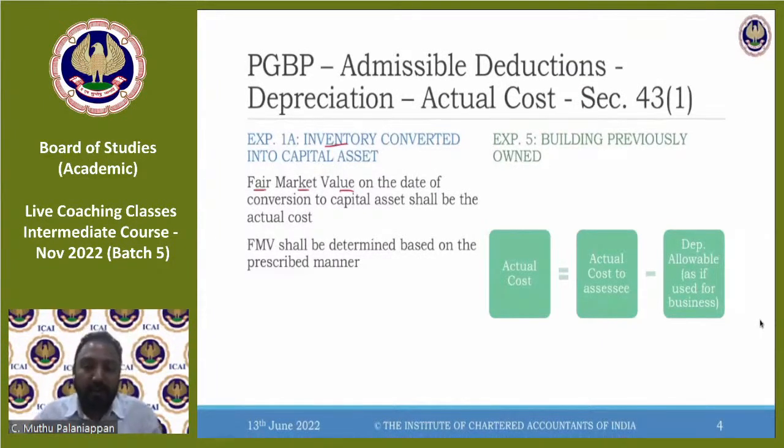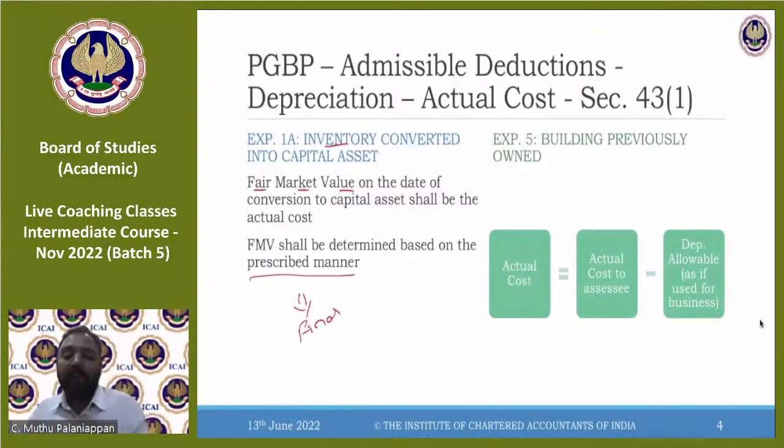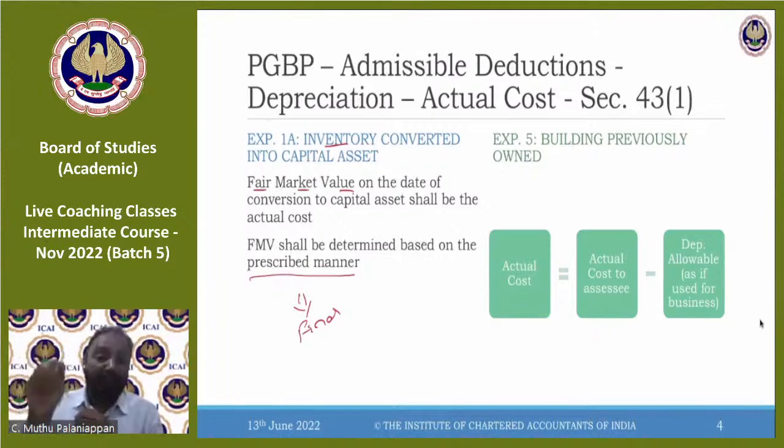So that's what it is about. Now, how do you determine FMV? I've been telling you this. For some cases, we are using this word prescribed manner. That prescribed manner, you will have to wait to know till final. Typically, how you arrive at the fair market value is discussed in a particular rule, which is only discussed in your final chapter. So as of now, for intermediate level, you will be provided with the fair market value itself. So there may not be a situation where you need to calculate the fair market value. What you should understand for the time being, at your level, is that the fair market value of that particular inventory on the date of conversion into capital asset shall be the actual cost. Correct? So that's explanation 1A.